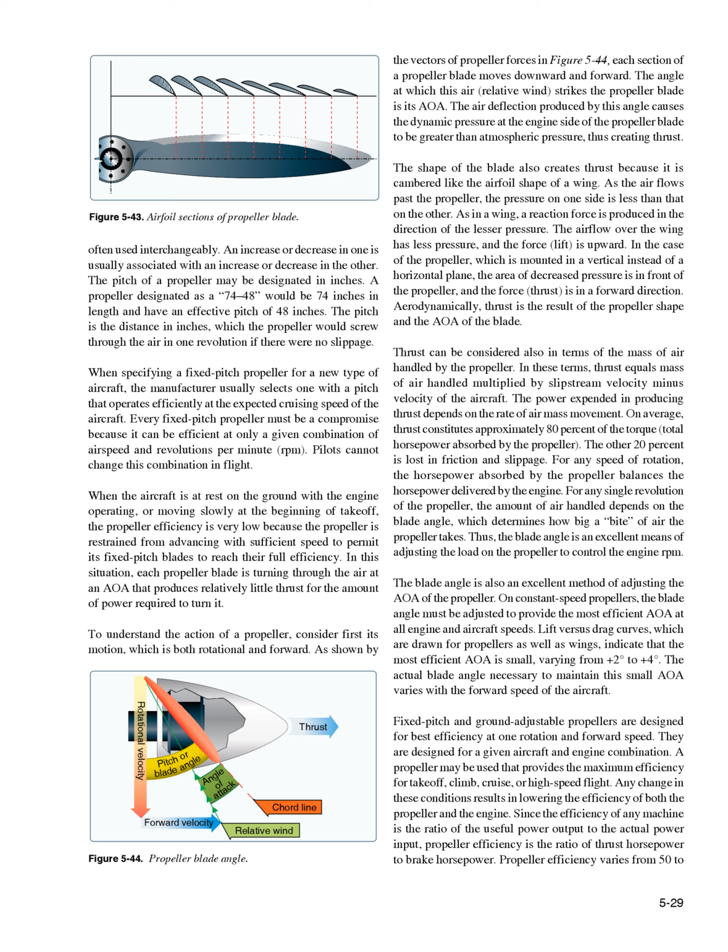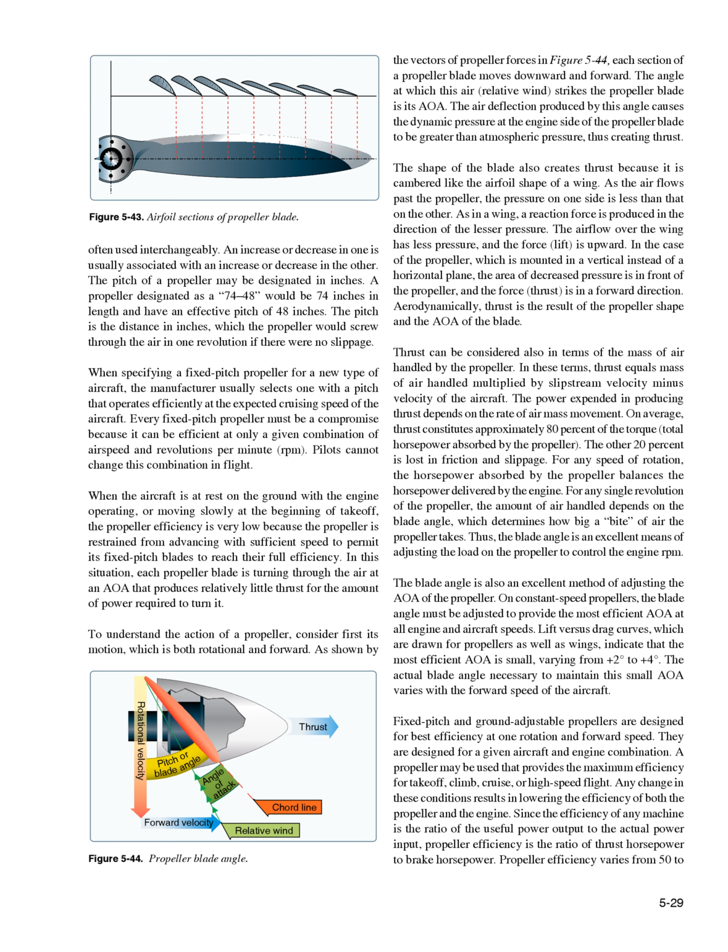The pitch is the distance in inches which the propeller would screw through the air in one revolution if there were no slippage. When specifying a fixed pitch propeller for a new type of aircraft, the manufacturer usually selects one with a pitch that operates efficiently at the expected cruising speed of the aircraft. Every fixed pitch propeller must be a compromise because it can be efficient at only a given combination of airspeed and revolutions per minute, RPM. Pilots cannot change this combination in flight.